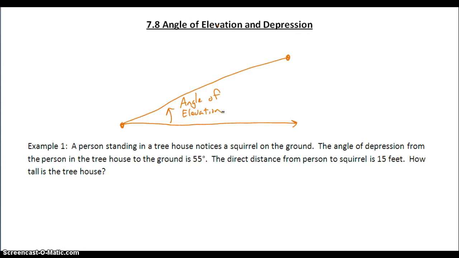The angle of depression is formed by the line parallel to the ground, looking straight out from a spot above the ground, and the line of sight to an object down below. So the angle of depression is looking straight out and then down. It's the angle created by the line parallel to the ground and the line of sight to an object below.